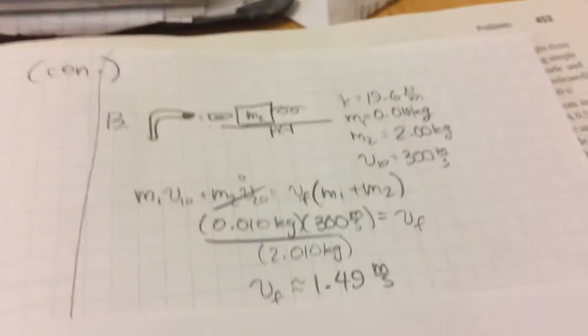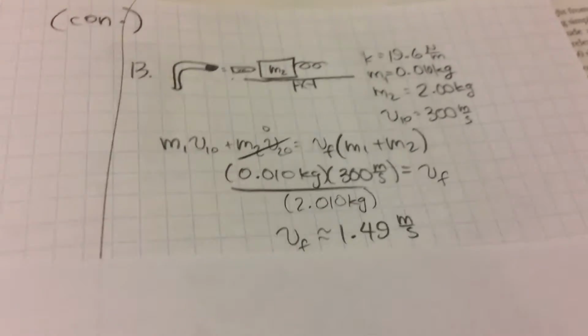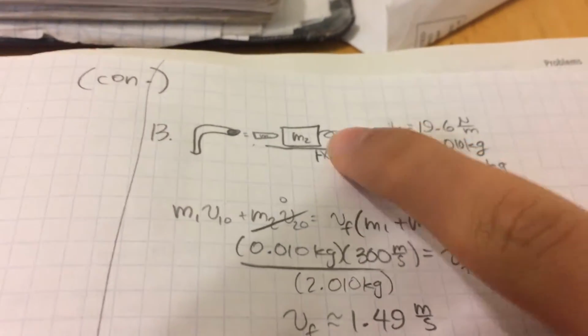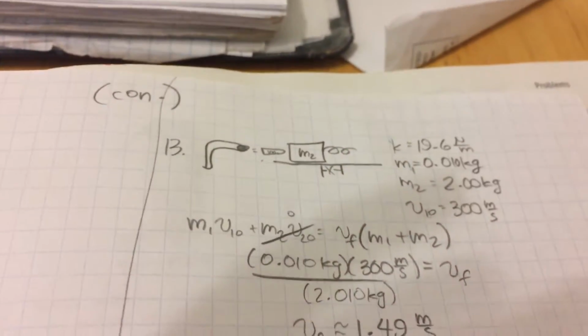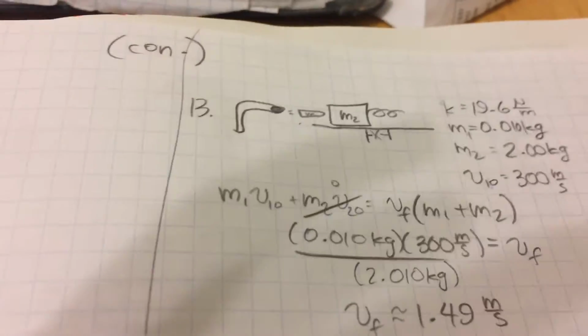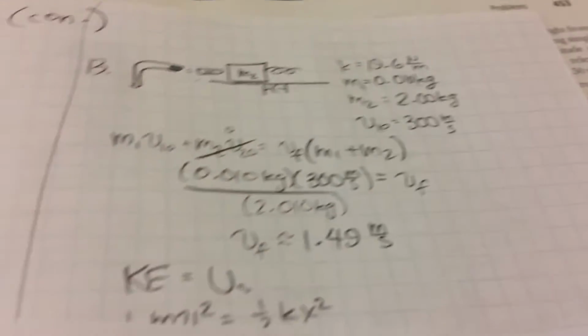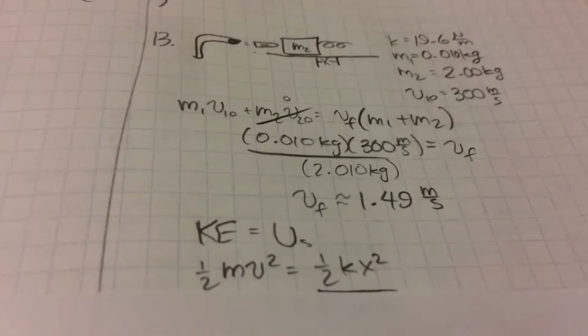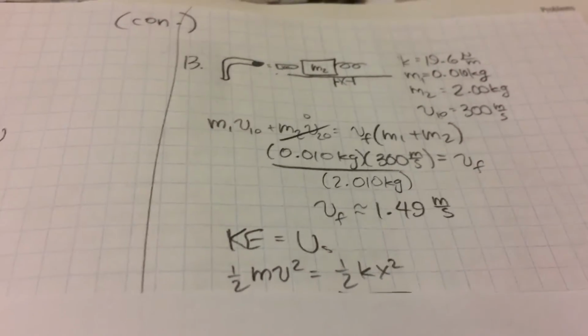So then we can use our knowledge from what we learned in this chapter. If we think about the elastic potential energy, or the spring potential energy, the potential energy in the spring will be equal to the kinetic energy from the inelastic collision. So I set kinetic energy equal to the spring potential energy, and now we have a velocity to work with. That was the whole problem I had.